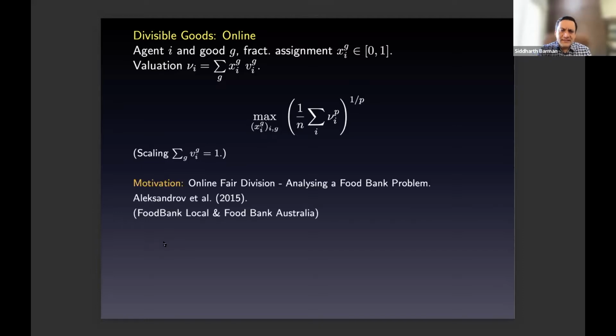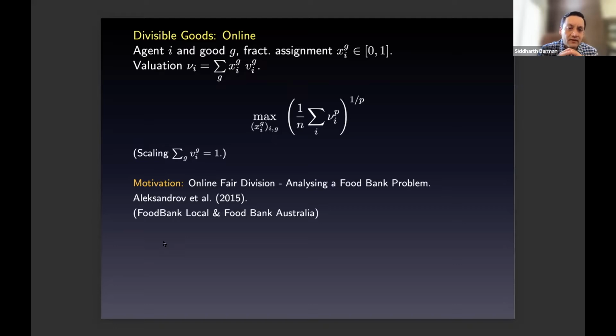As I said, this is a fairly well-motivated problem. Let me recall one of the applications that I mentioned earlier. This is work by Alexandra et al., done with Food Bank Australia. It's a nice study where you have a hub that gets food donations every day, and you have to distribute this food across different soup kitchens, different canteens, and you want to do it fairly. The resource being divided is the food donations for every single day. So g here is going to be the food batch for every day.